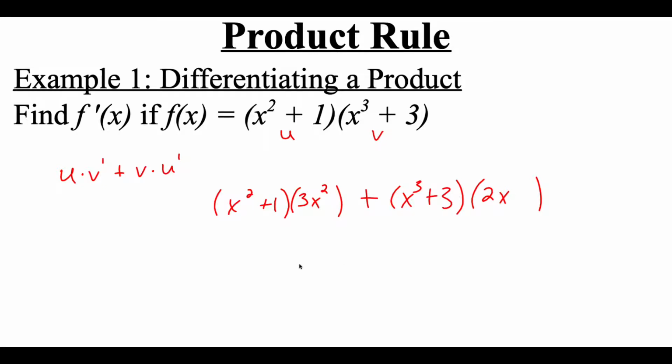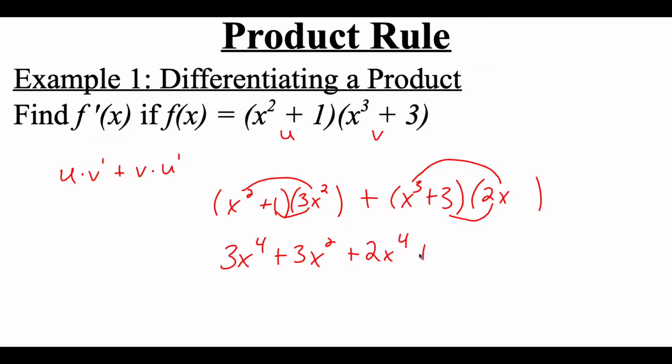Now I'm going to multiply this out and look to combine any like terms. So I'm going to distribute this 3x squared. So 3x squared times x squared is 3x to the 4th. Then 3x squared times 1 is plus 3x squared. 2x times x cubed is plus 2x to the 4th. And then 2x times 3 is plus 6x.